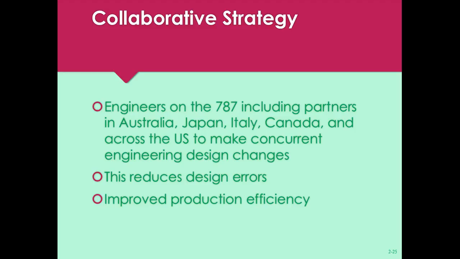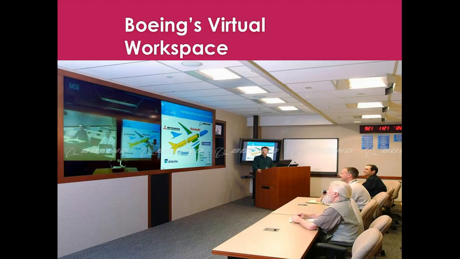So in the case of Boeing 787, the company decided to include partners in several countries to make concurrent engineering design changes. This was done because they thought that if we do this, we can reduce errors and improve production efficiency. You can see how they are connected. They are at two different places, they are connected, and they are talking to each other, and subsequently working on the project.